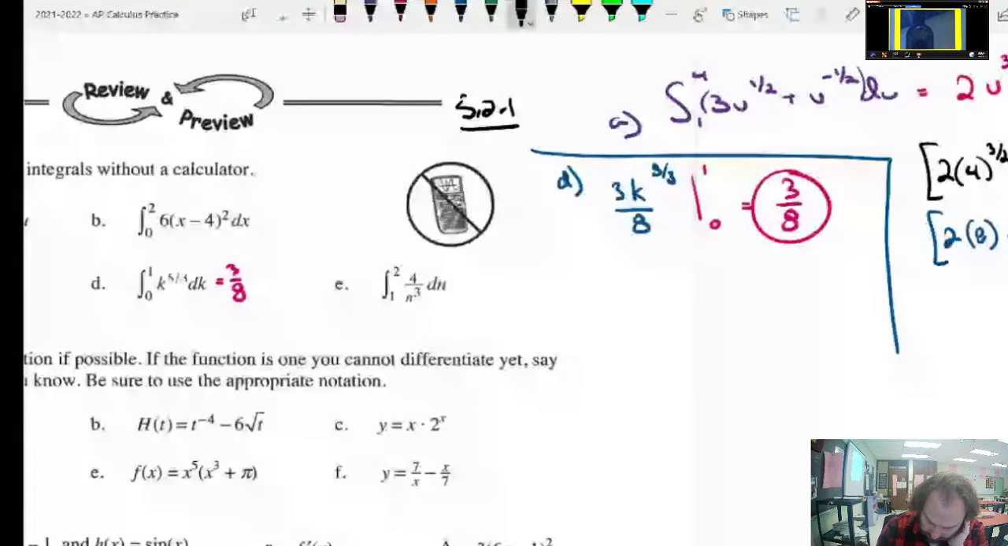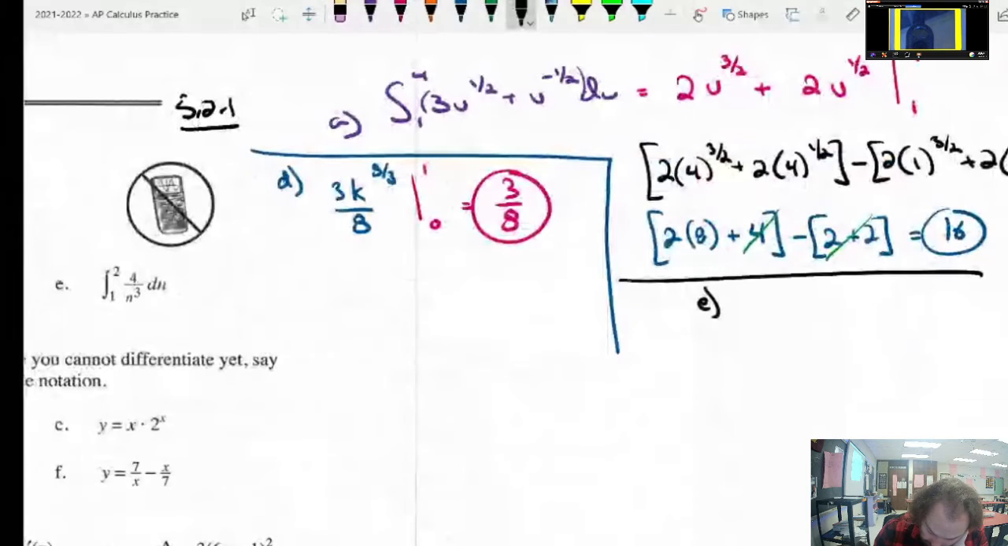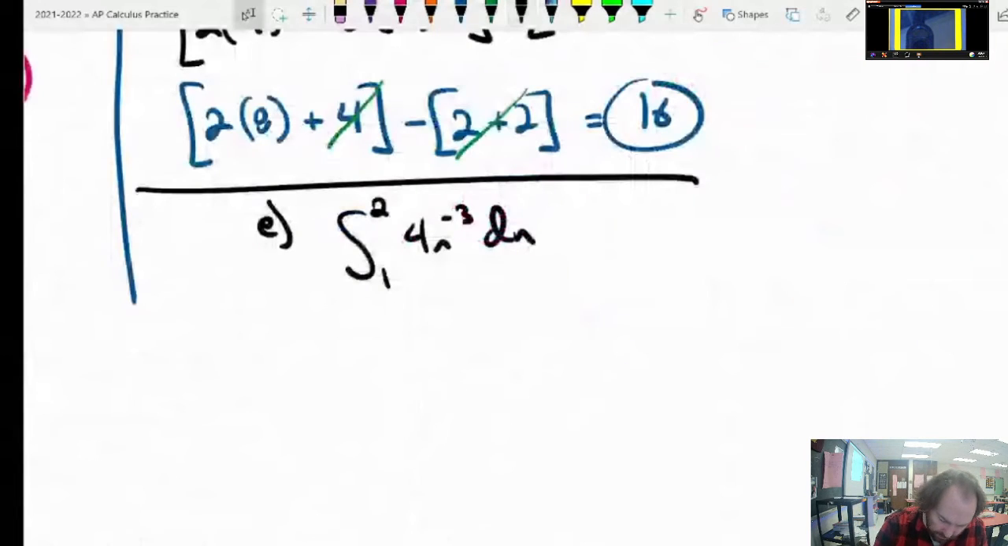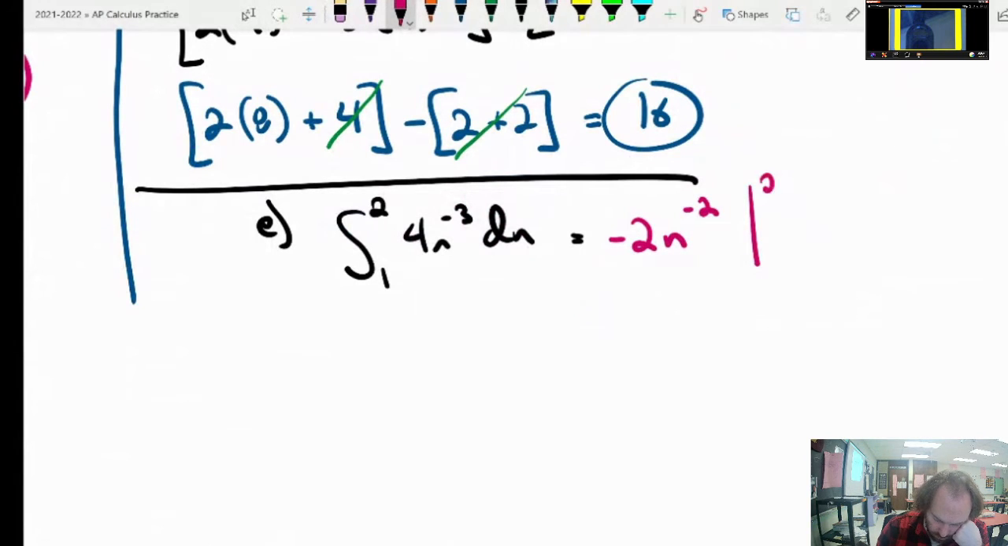I'm going to bring it over here on this side and draw a line. I'm going to first of all rewrite this as the integral from 1 to 2 of 4 times n to the negative third power dn. That'll make the antiderivative relatively easy to get. It's going to be n to the negative second power, and I need this to be negative 2 in front. That way it'll be a 4 when we bring it down. And we're going to evaluate this from 2 to 1.